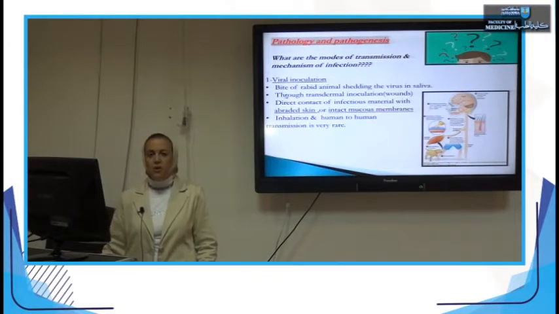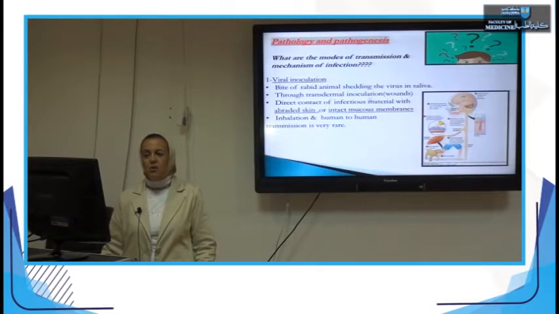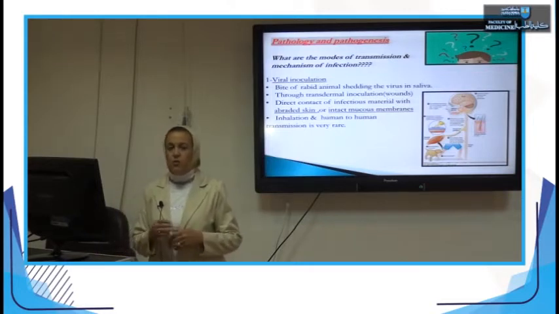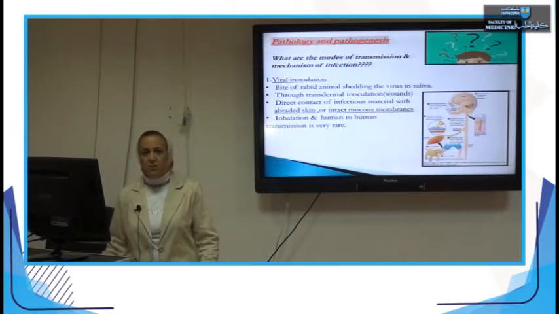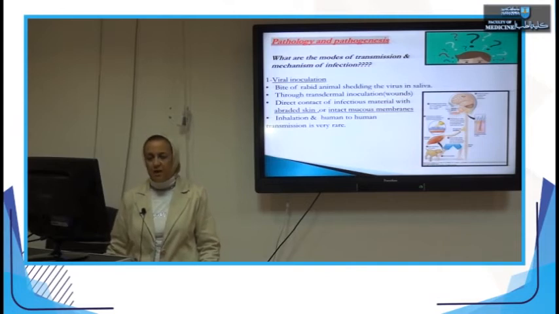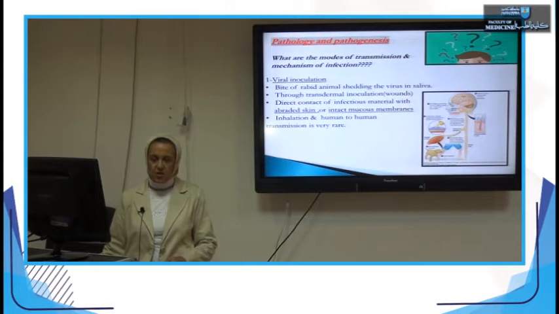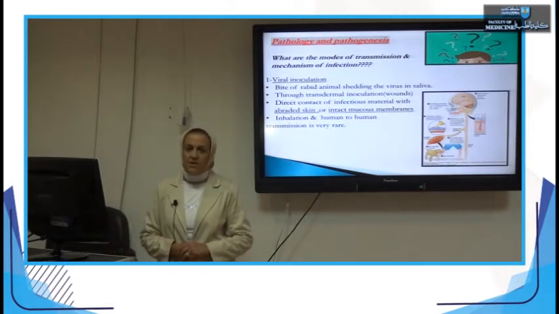Also, infection may occur through transdermal inoculation or through wounds. For example, if you have a cut or a wound in your skin and you get exposed to the virus-infected saliva, the virus enters and starts the process of infection and pathogenesis. Direct contact with the infectious material through abraded skin or intact mucous membrane. It is very important to notice here that the virus cannot penetrate intact skin unless there is an opening, a wound, either a cut on the skin or the bite of the infected animal.